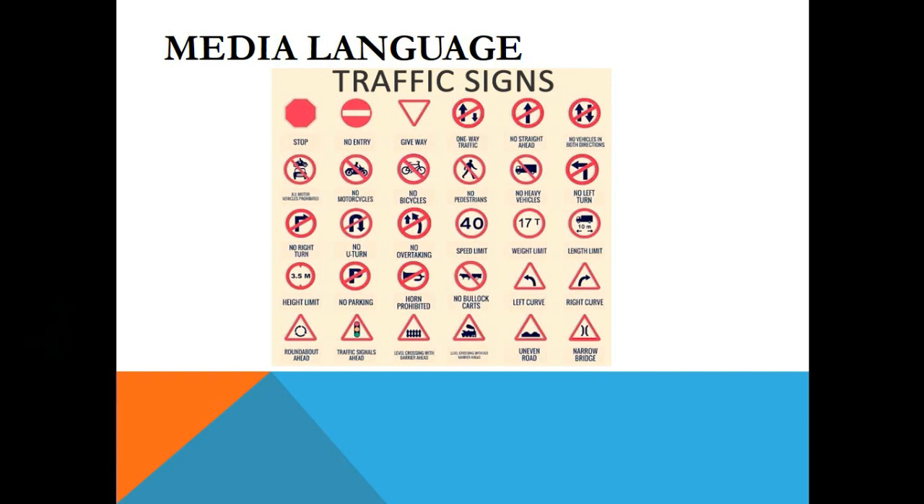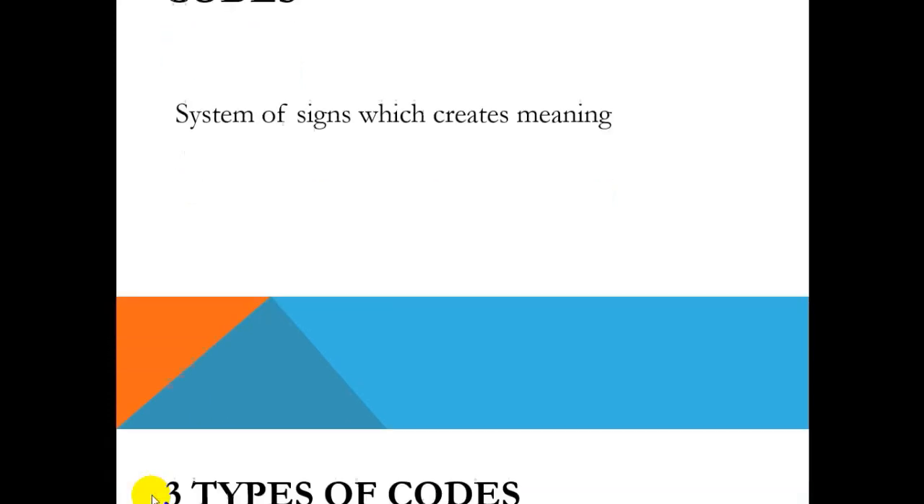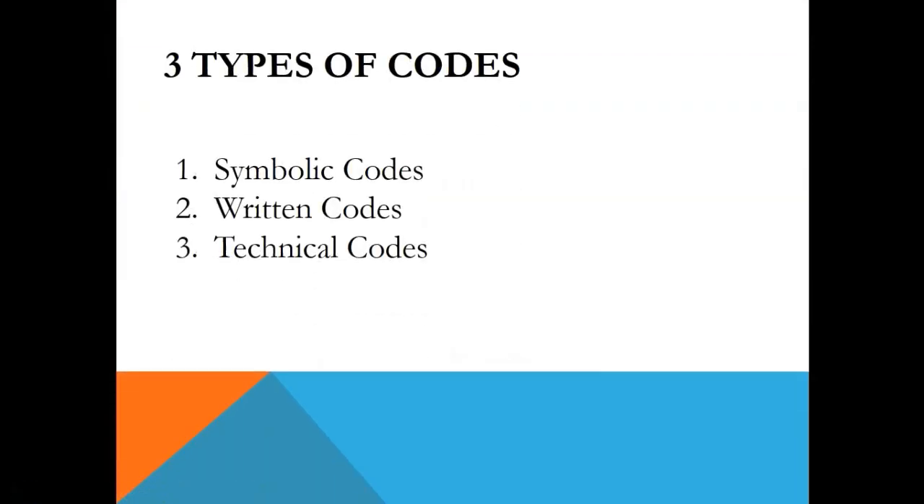Now, when signs and symbols are put together to create meaning, they are called codes. Codes is simply defined as the system of signs which creates meaning. And we have three main types of codes. We have symbolic codes, the written codes, and technical codes. Now, we'll go through them one by one, and I will also be giving you guys examples for you to better understand.